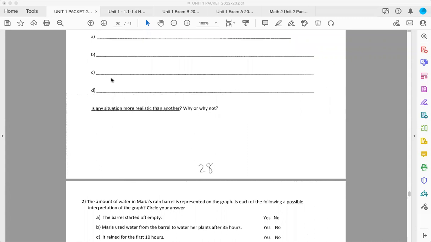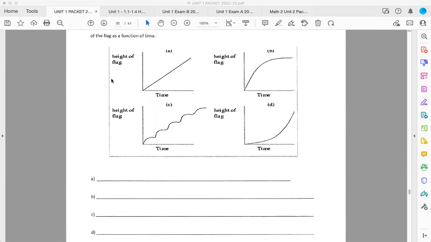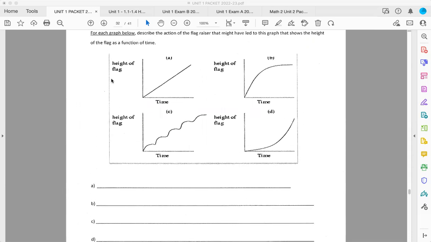Then is any situation more realistic than another? Why or why not? So which situation is more or less realistic? Could it realistically be that you're raising the flag at a perfectly constant rate? It is possible, and you get to a certain height and then you stop. So A is possible.